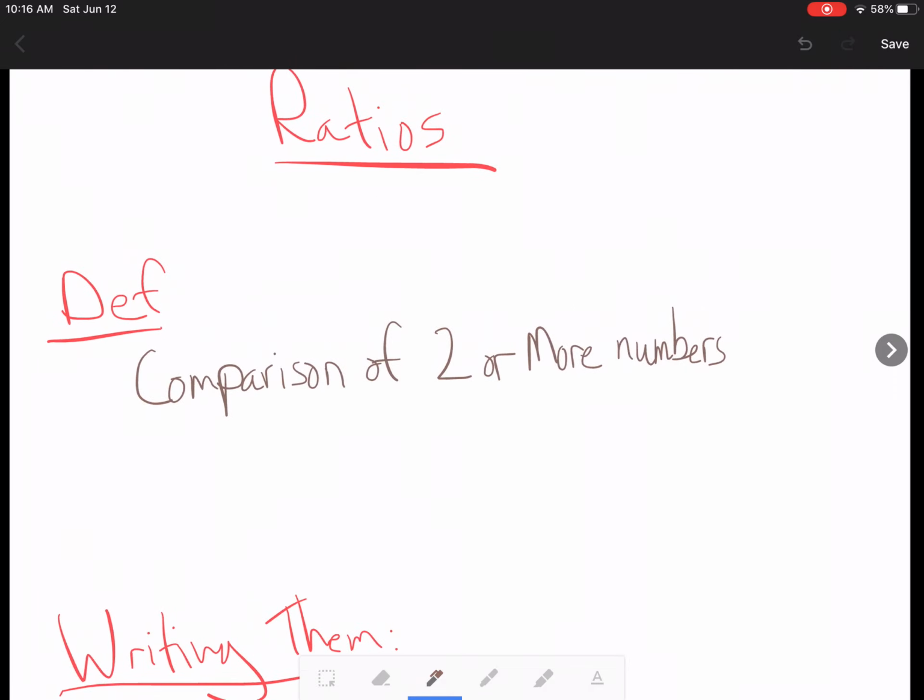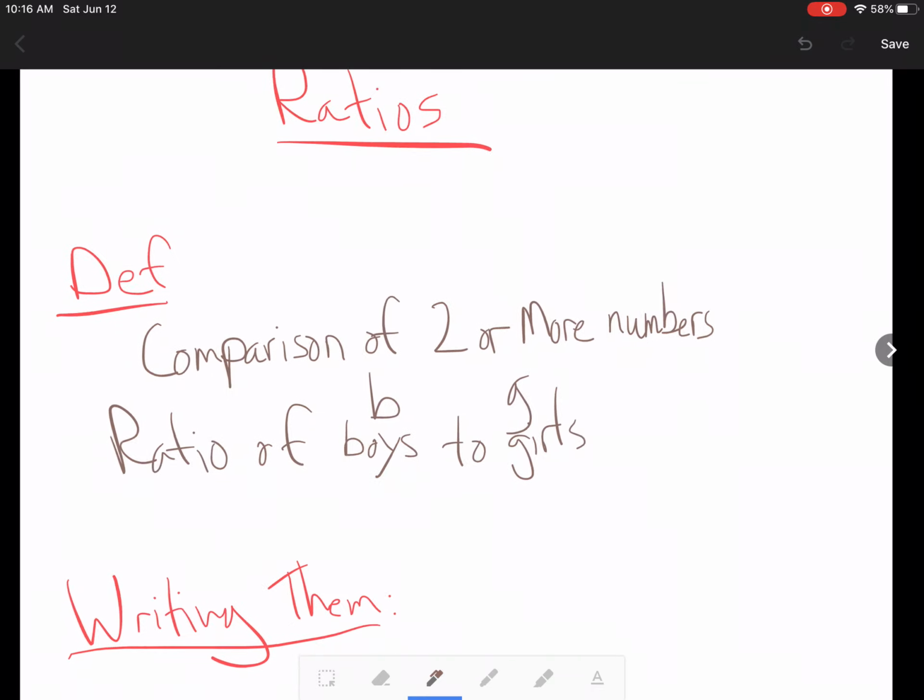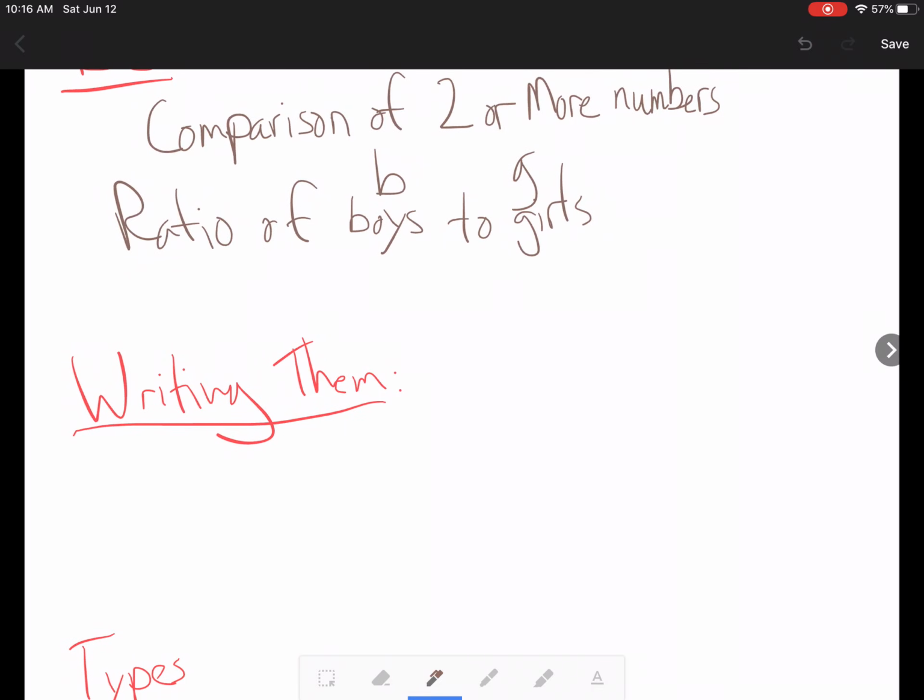Usually the best example I use in class is something like the ratio of boys to girls. We're going to compare these numbers, whatever it is, B and G. Now, when it comes to writing these, we have a couple of different ways. We can write it with the word "to", so we could say the number, to, another number. We could use the number, a colon, and then the other number. Or we can use fractions, B over G, whatever these numbers happen to be.